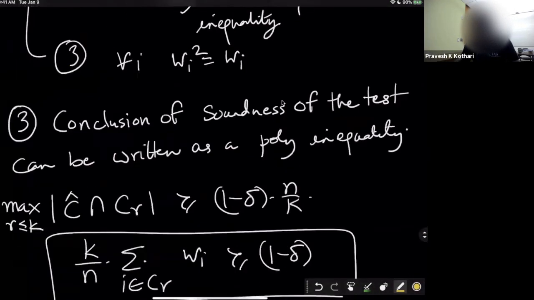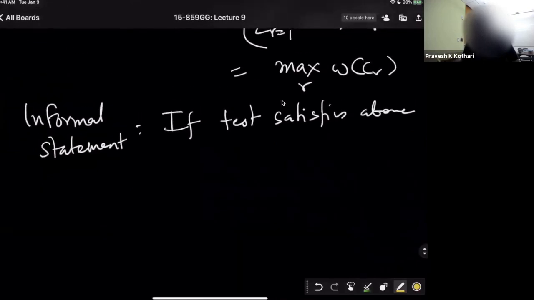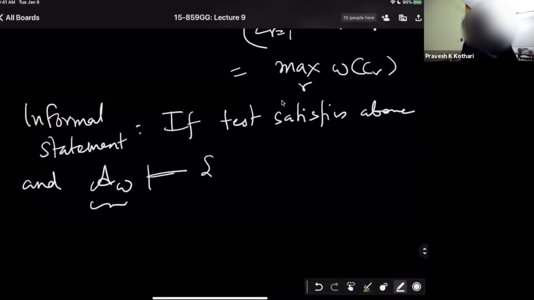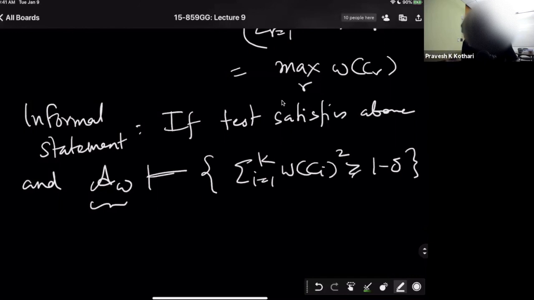So now I can come back and say the informal statement: the test satisfies all the conditions above and A_W derives. Because the conclusion of the soundness is a polynomial inequality and the checks I made are polynomial inequalities, I can ask if there is a low degree sum of squares certificate, or proof, that derives the conclusion of the soundness from A_W. I can ask if there is a low degree proof of this.